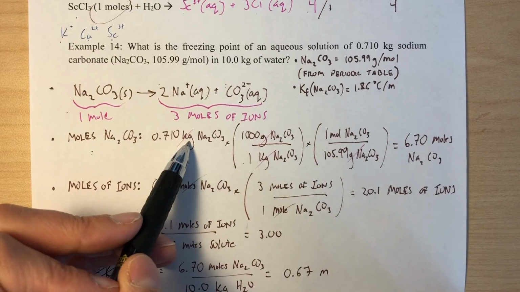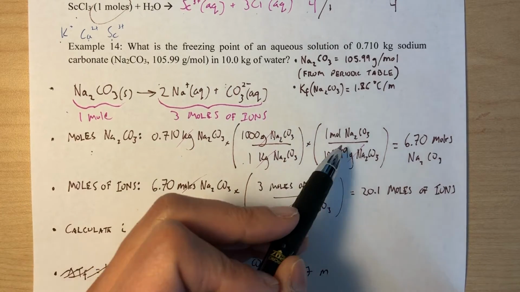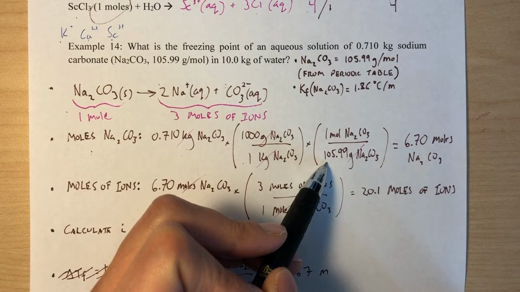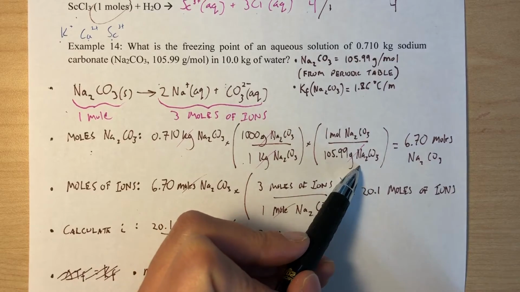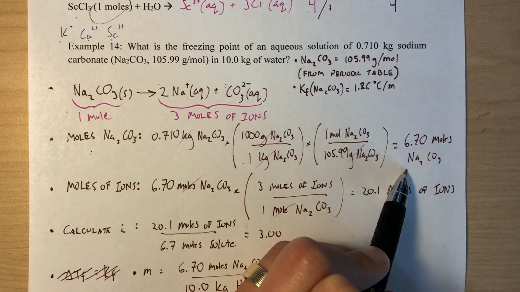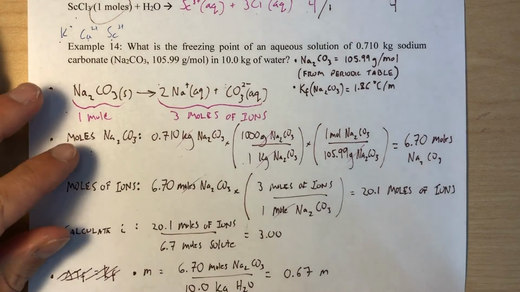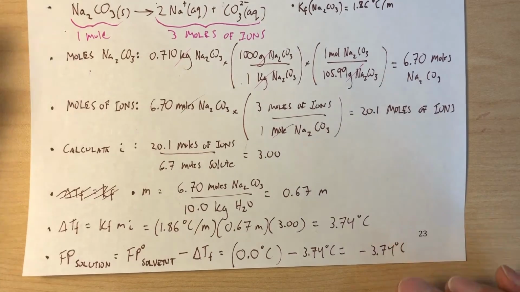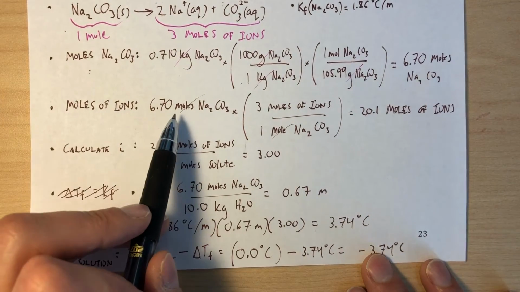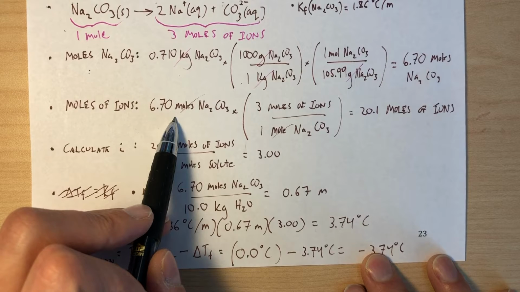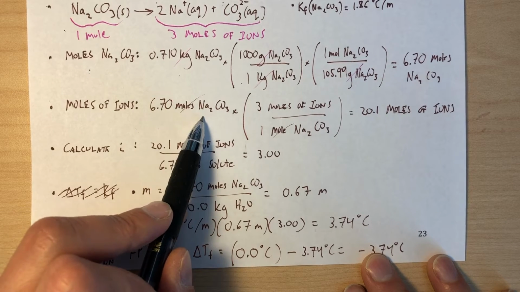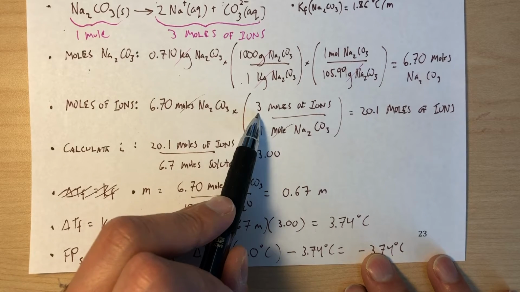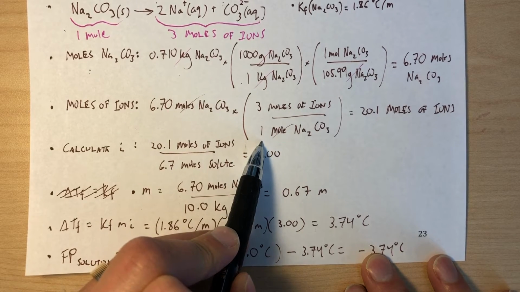So kilograms cancel with kilograms, and then 1 mole is equal to 105.99 grams, and our grams of sodium carbonate cancel with our grams of sodium carbonate, giving us 6.7 moles of sodium carbonate. We can then figure out how many ions we have in solution. And that's going to be equal to our moles of solute, 6.7 moles of sodium carbonate, times our moles of ions, 3 for every 1 mole of sodium carbonate.